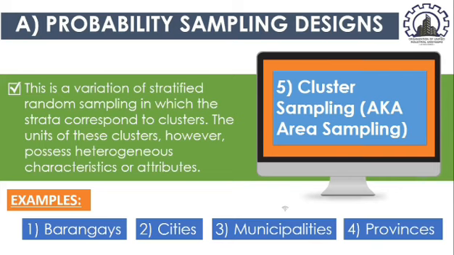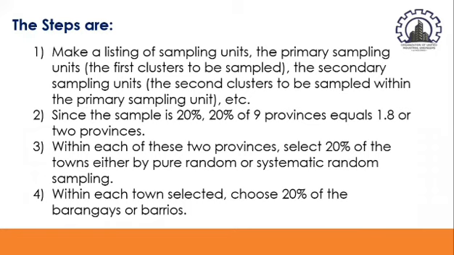So, for example, supposing a study is to be conducted to determine the standard of instruction in a certain region of the country in elementary schools. Now, take for granted that there are 9 provinces in the region and the proportion of the population to be the sample is 20%. Now, the steps are, first, you need to make a listing of the sampling units, the primary sampling units, or the first clusters to be sampled, the secondary sampling units, or the second clusters to be sampled within the primary sampling units, etc.